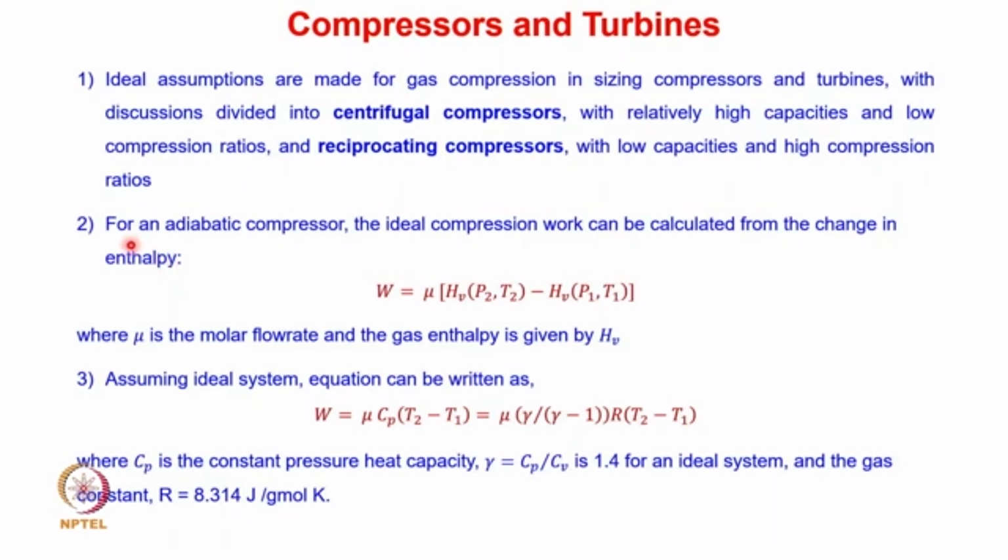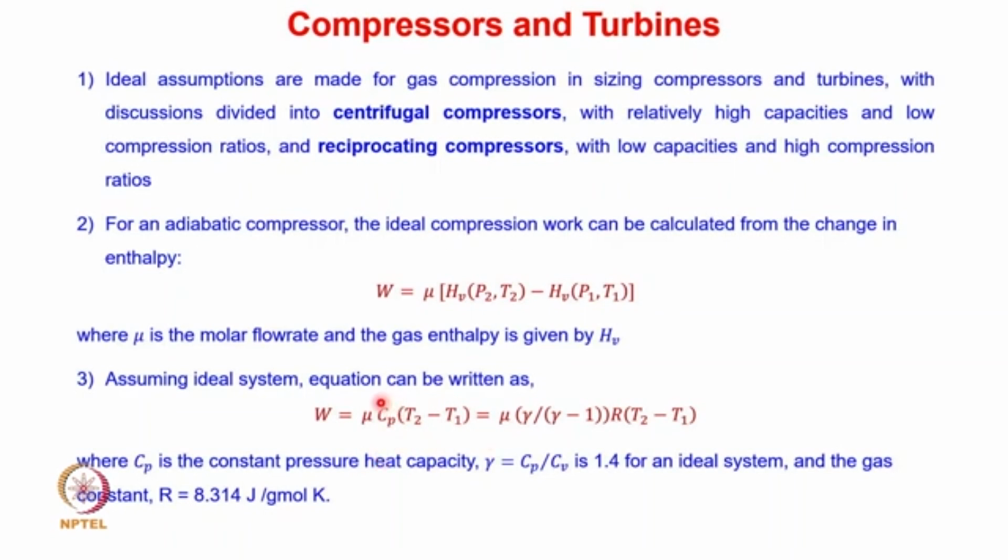So again, if you are looking at the adiabatic compressor, the ideal compression work can be calculated from the change in enthalpy. So the work can be given as W = ṁ ΔH. Here ṁ is the molar flow rate, whereas H_V is the enthalpy of the vapor, the gas enthalpy, and ΔH is the change in the enthalpy. Assuming the ideal system, ΔH can be given as Cp dT. So we can write W as ṁ Cp ΔT.